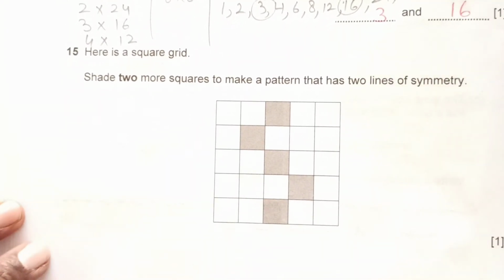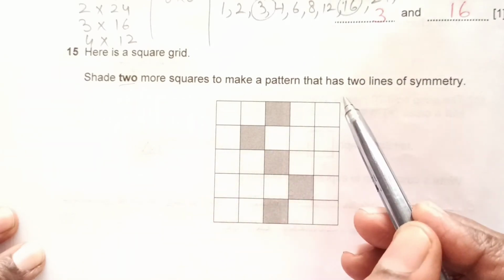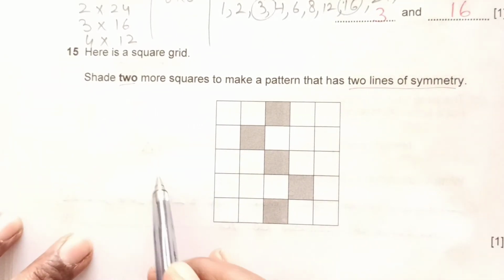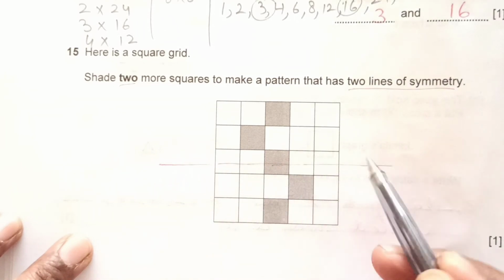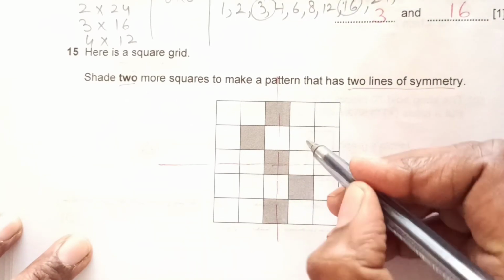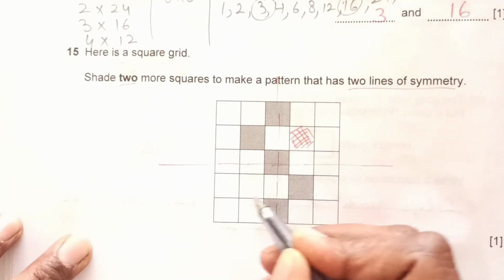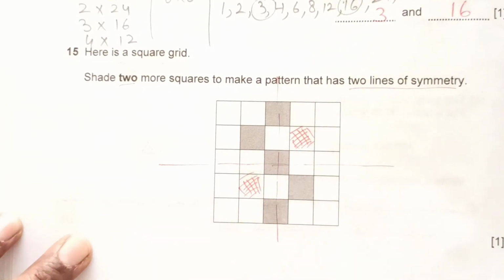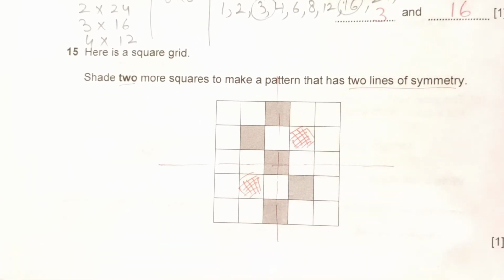Question 15. Here is a square grid. Shade 2 more squares to make the pattern that has 2 lines of symmetry. So we need 2 lines of symmetry. One line of symmetry may be here, another one may be here. So to make it same, if you shade this one here and on the other side this, then it will have 2 lines of symmetry by shading these 2 squares.